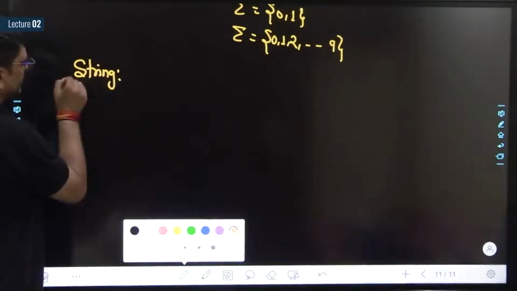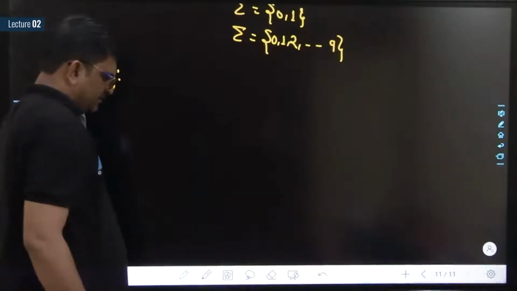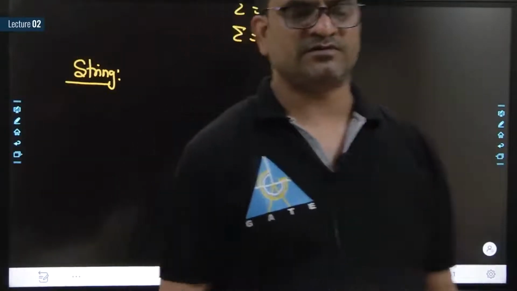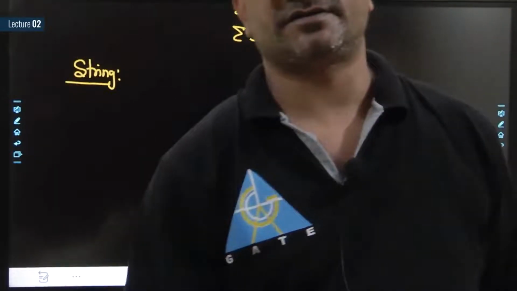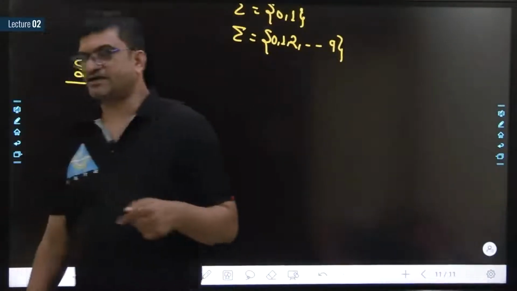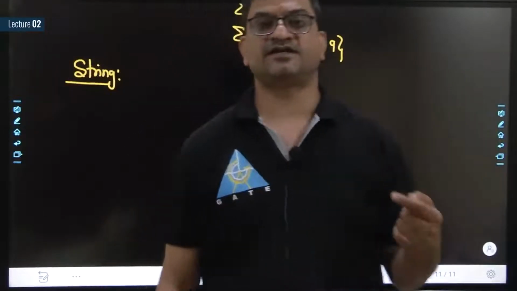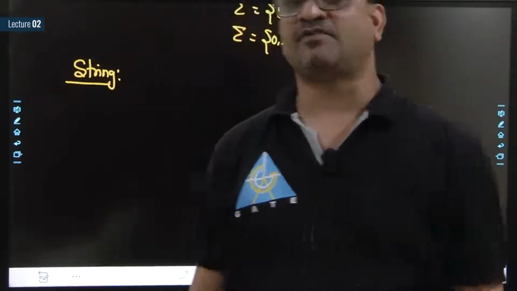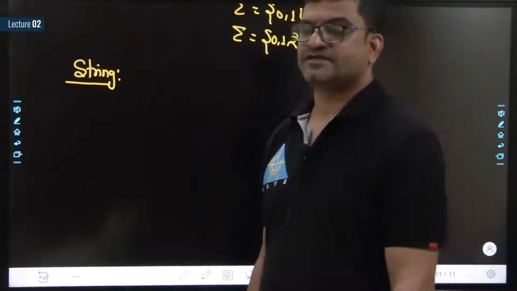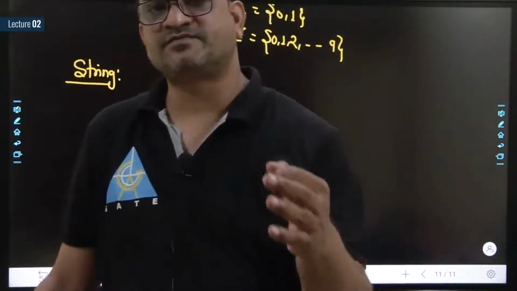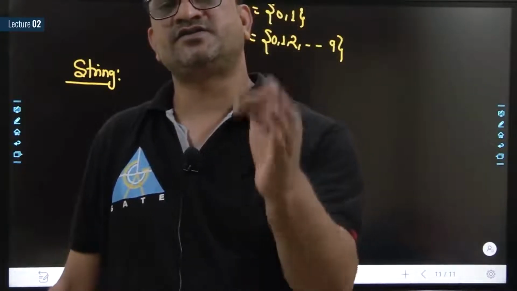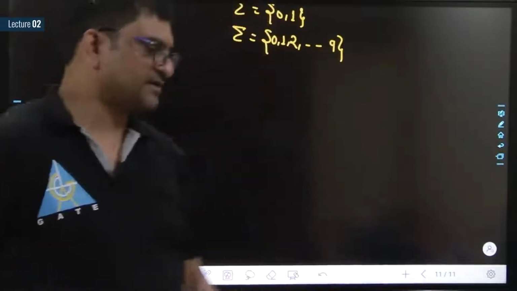Next, what is a string? A string is any sequence of 0 or more symbols. Clear? Next, second definition. A string is a finite sequence of symbols over the given alphabet. Clear?